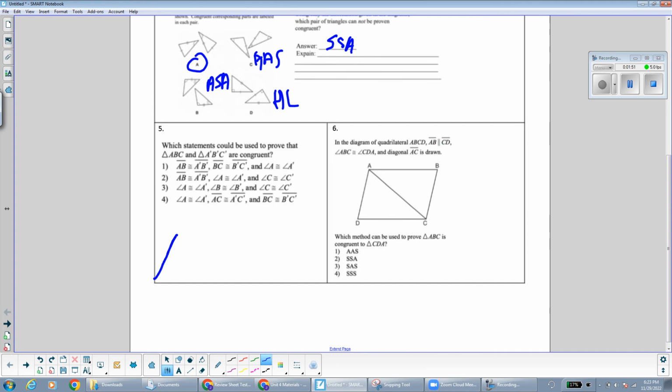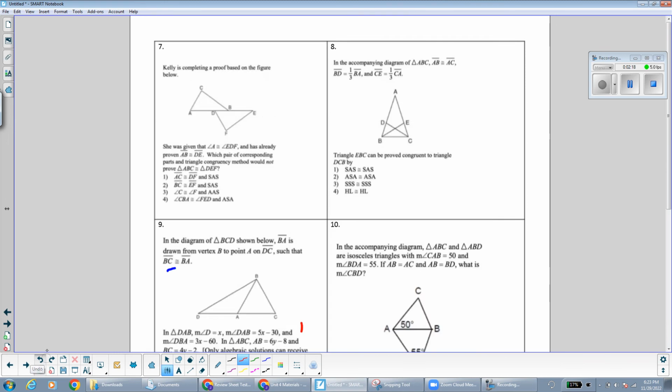If you do not draw a picture for this one, it is absolutely impossible. So here is ABC, and here is A prime, B prime, C prime. So in the first one, AB is congruent to A prime B prime. BC is congruent to B prime C prime. And angle A is congruent to angle A prime. This is not valid. This is SSA. No, that does not work. Let's reset.